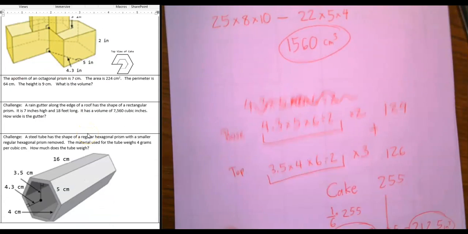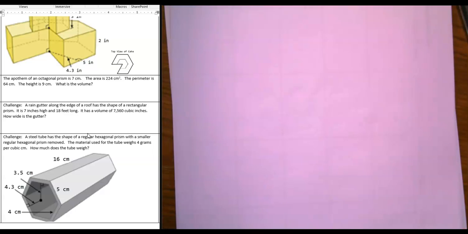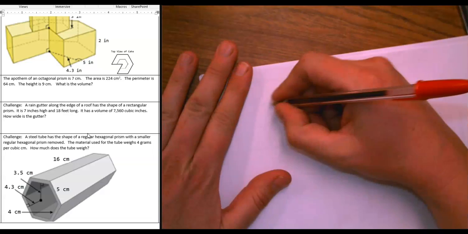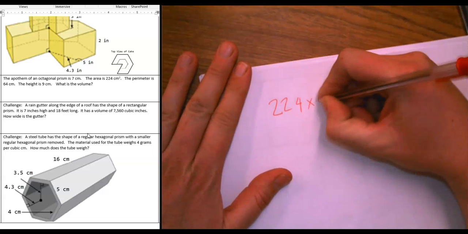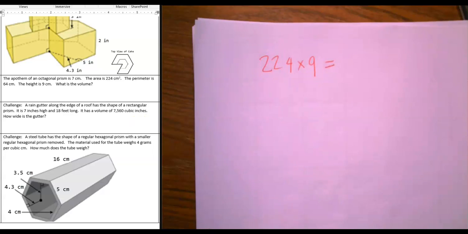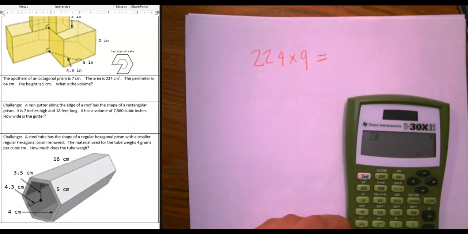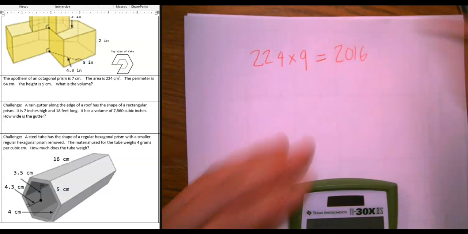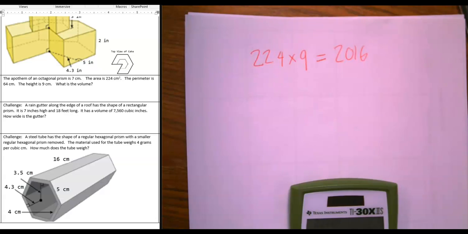Number 10, the apothem of an octagonal prism is 7 centimeters. The area is 224. The perimeter is 64. The height is 9. What is the volume? So volume is area times height. 224 times 9. Area times height. We'll give you prism. 224 times 9 is 2016. There are other ways you could do that one as well, but that's by far the simplest.